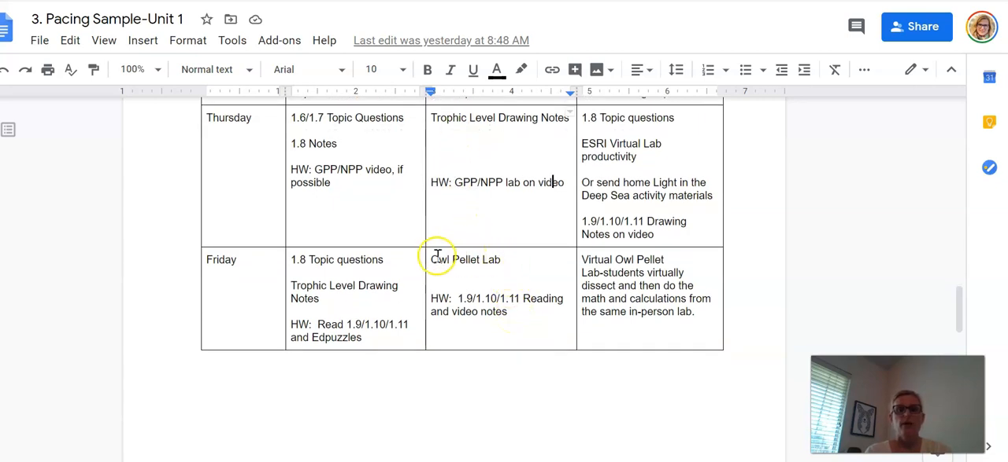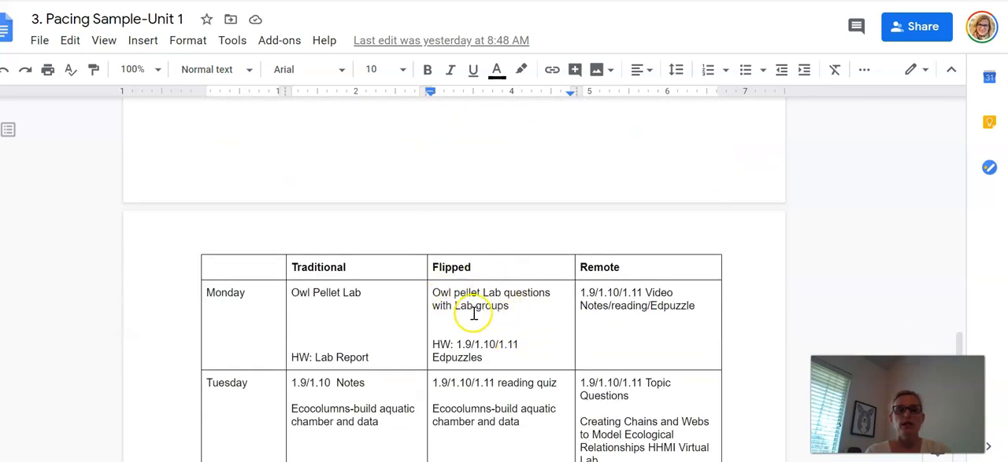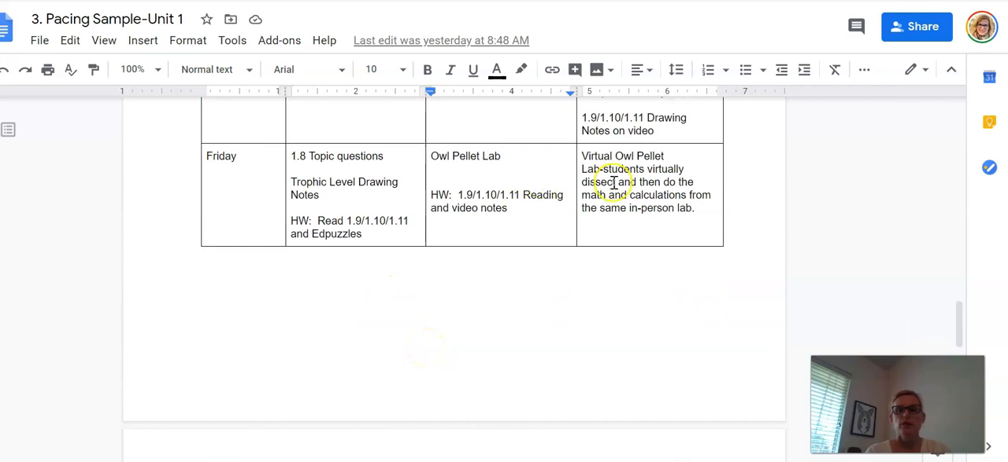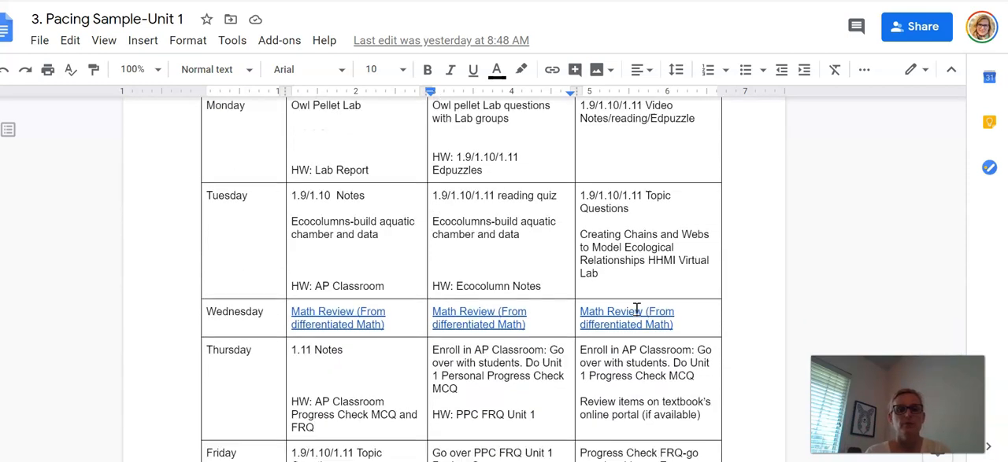And then we get to the Owl Pellet Lab. On the Owl Pellet Lab in the flipped model, I give 2 days so they can do their questions together with groups. In the traditional, it's 1 day with the lab report at home. There is a virtual owl pellet, so I'm going to adapt my lab to have the kids do. It's really simple. They just sort of scratch off the owl pellet to reveal the bones and then place them over here. So they just get this little virtual owl pellet, but the math is going to be the same, and they're going to have to crunch the numbers on the math for remote learning.